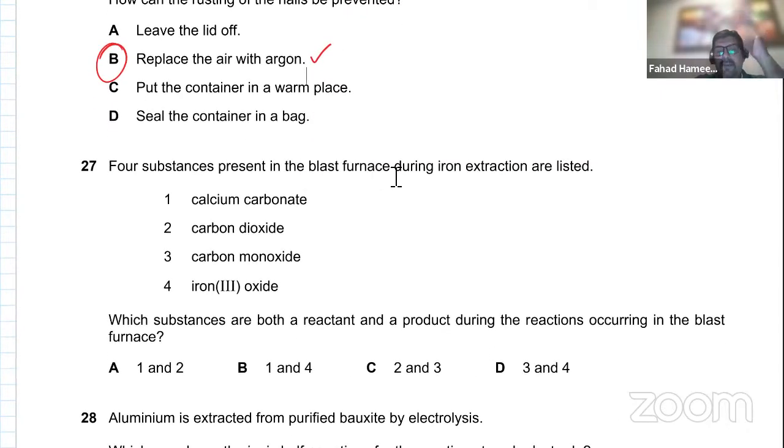Four substances present in the blast furnace during iron extraction are listed. Which substance is both a reactant and a product during the reactions occurring in the blast furnace? Which one is both a reactant and a product?